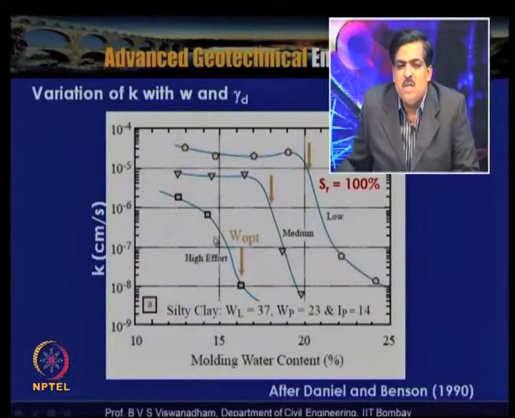So with an increasing molding water content there is a decrease in the permeability, and we see that beyond optimum, for all the types of compactive efforts, irrespective of the compactive effort, a decrease actually happens beyond the optimum. So this is for high effort, we can see that the permeability decreases, and here you can see that.